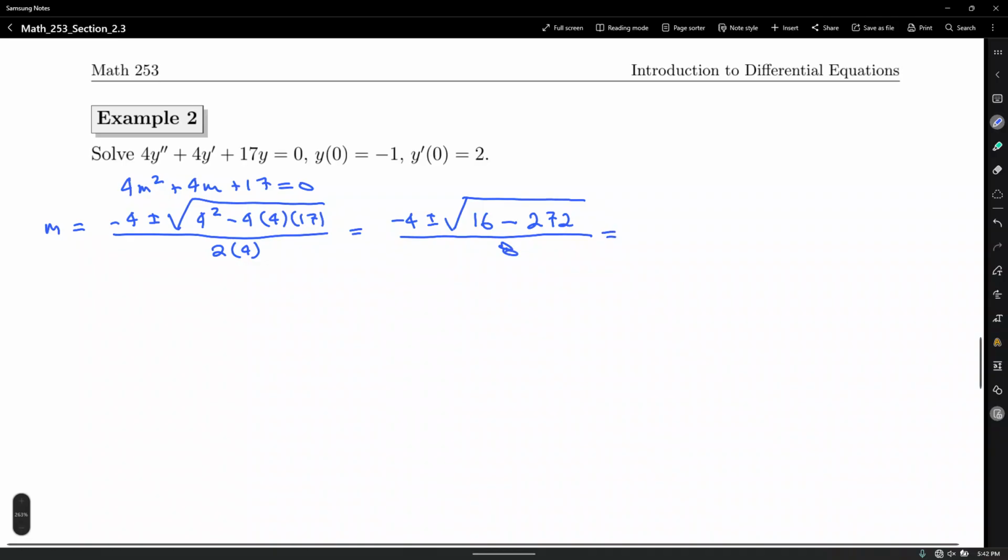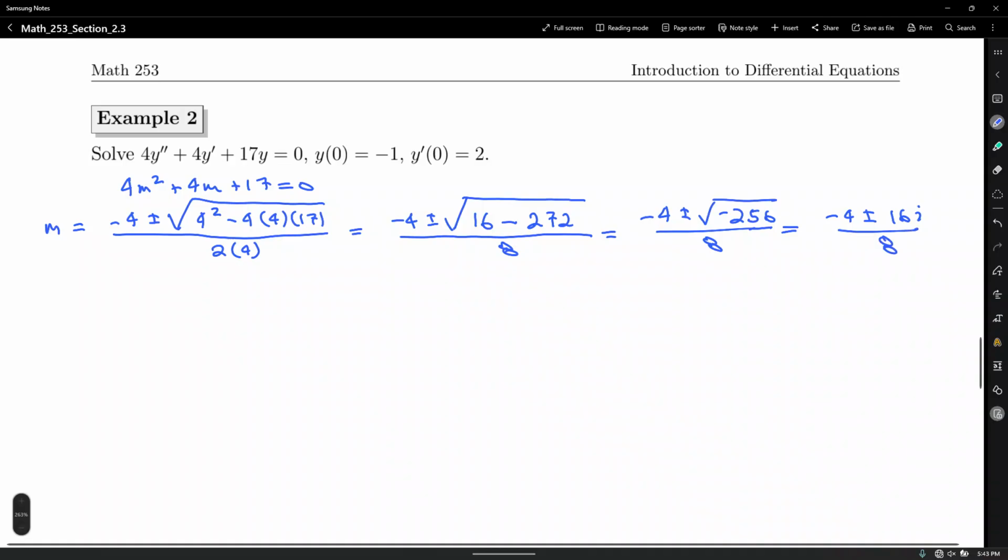And well, 16 minus 272, negative 4 plus or minus the square root of negative 256 divided by 8. And actually 256 is a perfect square, isn't it? That is 16, isn't it? 16. So negative 4 plus or minus 16, but because it's with a negative inside of the radical, 16i. What do we do here? Keep dividing by 8.